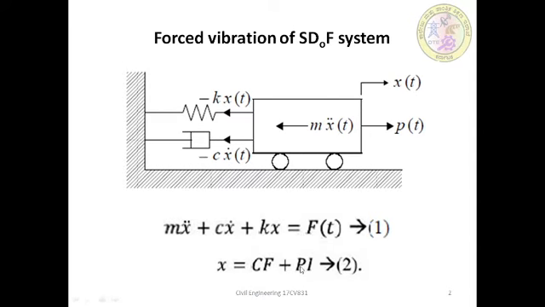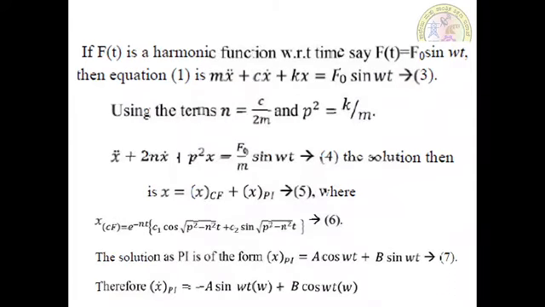Whereas PI means the particular solution. This particular PI is the solution obtained with direct linkage to the forcing function F(t). So whatever PI is there, the particular solution, in this case it is related with the force only.